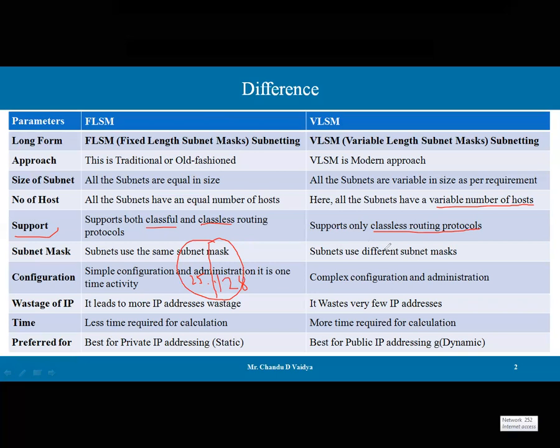But if you go with VLSM, the subnet mask will be different. Let's say I have a network and I divide it. For this network the subnet mask will be 255.255.255.128. This will be one subnet mask. If someone divides this one into a number of subnets, the subnet mask for this will be different, that is 255.255.255.192. When someone asks for another size, there will be something different.